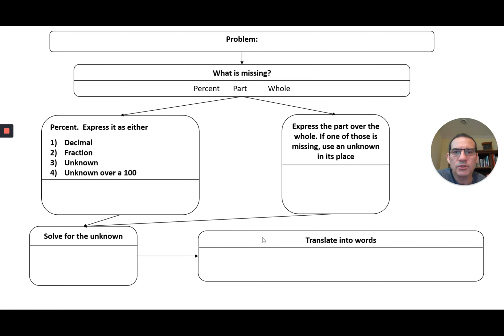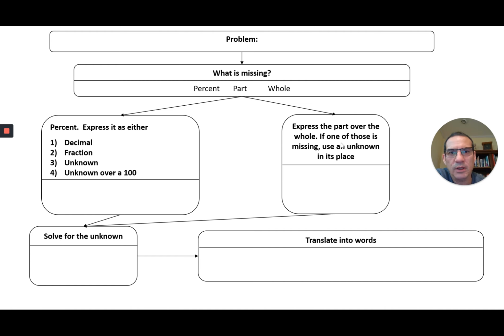Hi, in this video, I'm going to show you this map that was developed by my collaborator, Carly McKay, and just trying to show you how this works for percent problems. So what you have here, you're going to put the problem, and the first part of the process is to identify what is missing. If it's a percent, the part, or the whole.